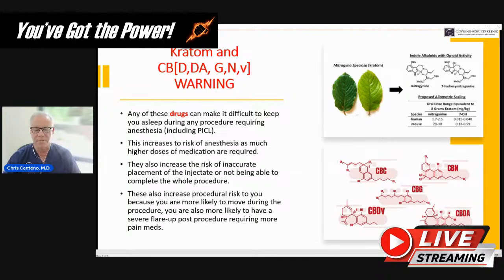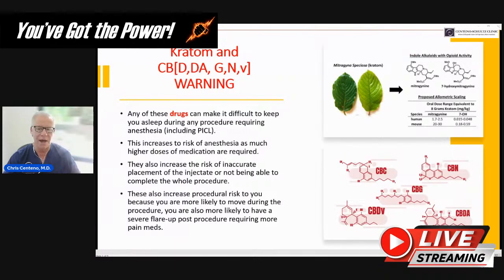So for Kratom, the biggest concern is that it acts at opioid receptors. And opioid receptors are narcotic receptors. So it's basically, for all intents and purposes, a powerful narcotic. And because it acts at those receptors, in 1 year from 2016 to 17, there were 90 deaths associated with Kratom.